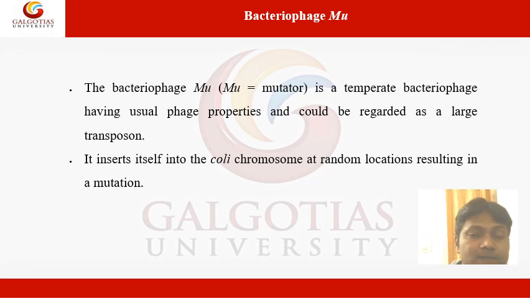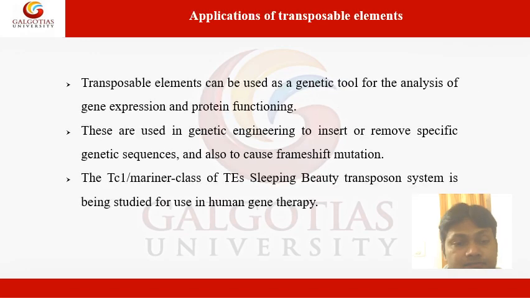Now another example is the bacteriophage Mu, and Mu means mutator. It is a temperate bacteriophage which has the usual phage properties and could be regarded as a large transposon. It inserts itself into the E. coli chromosome at random locations, resulting in mutations.